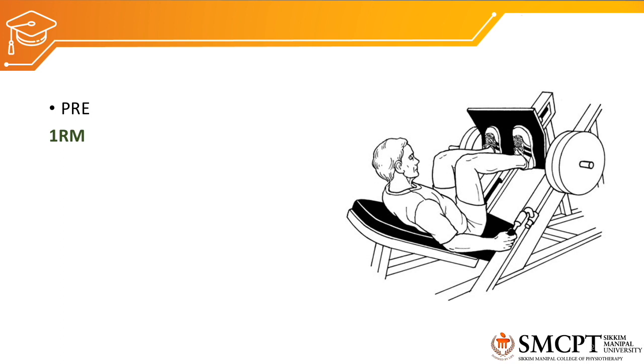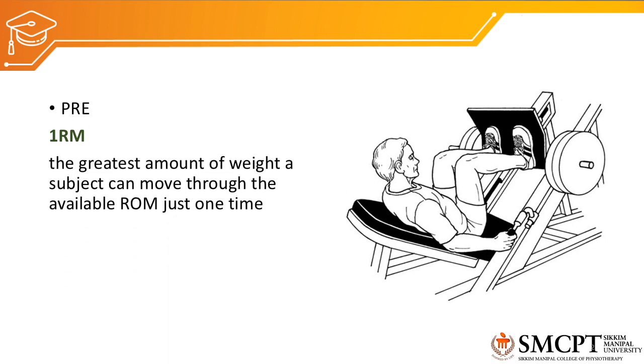One repetition maximum means the greatest amount of weight a subject can move through the available range of motion just one time, that is one repetition. A patient or subject cannot perform a second repetition with that weight. It will be too much for the person to repeat a second time. Therefore that weight will be considered the one repetition maximum weight.